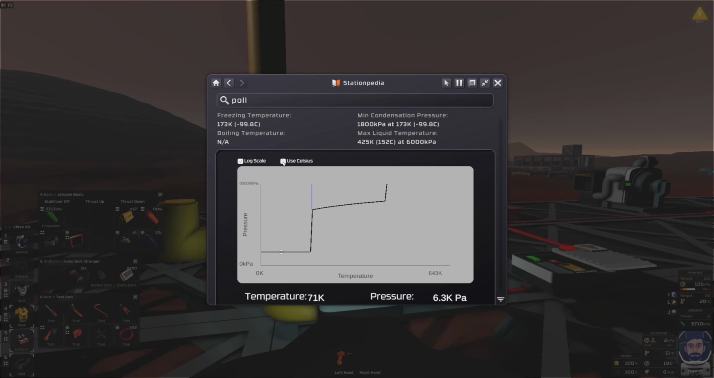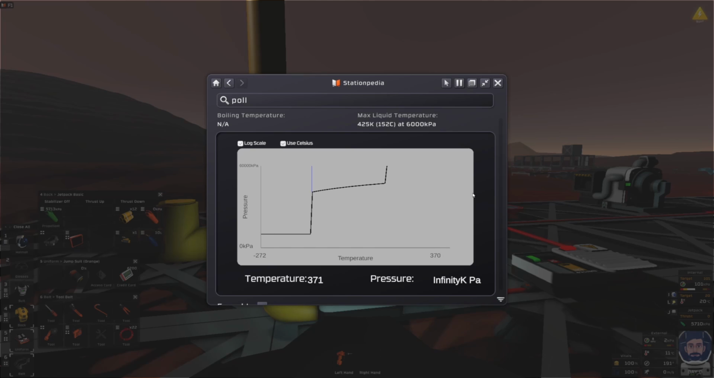The phase diagram helps you understand how this material behaves at different temperatures and pressures. You can use this toggle at the top of the graph to display the temperature in Celsius, which is a little bit easier to use because your environmental display and your tablet use Celsius. So let's see how pollutant behaves. This blue line indicates the point at which it will turn into a solid, essentially freeze.